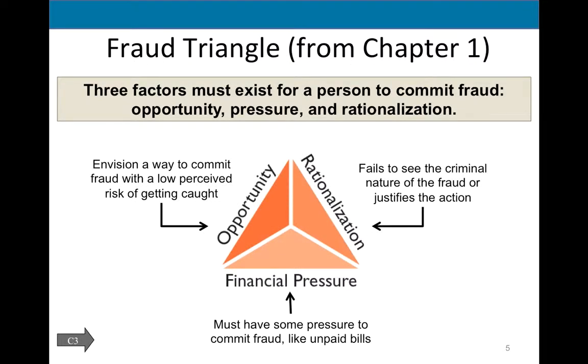So this is from Chapter 1, the fraud triangle. We believe there are three factors that must exist for a person to commit fraud, and they include opportunity, rationalization, and financial pressure. As managers, we really have full control only over opportunity. Rationalization, we have limited control, and very limited control for financial pressure. So opportunity means that the person sees that there are weak internal controls. There is an easy way to commit fraud, and there is a low perceived risk of getting caught.